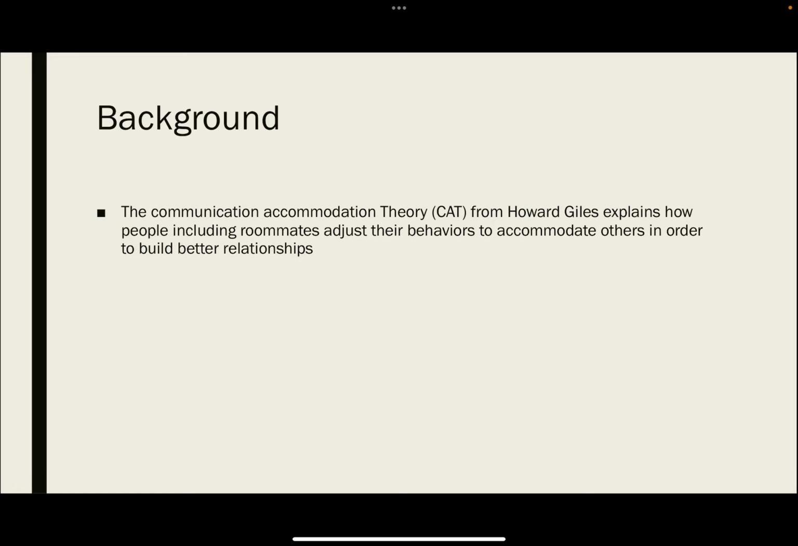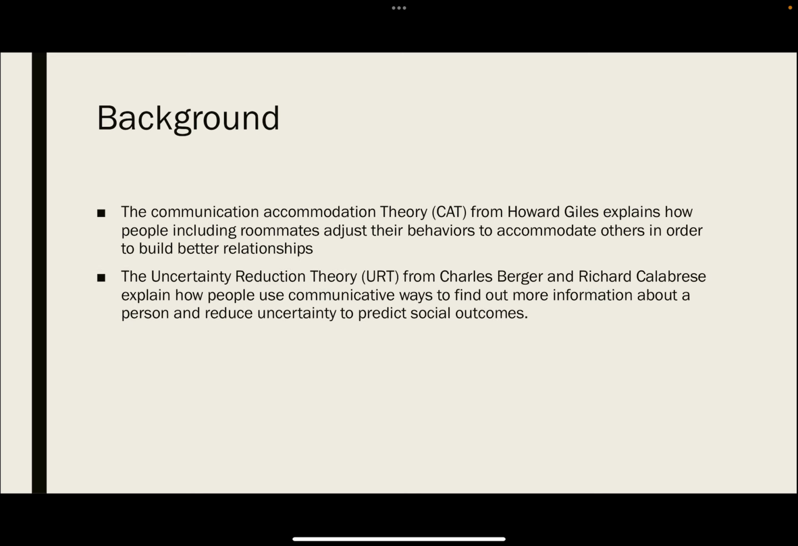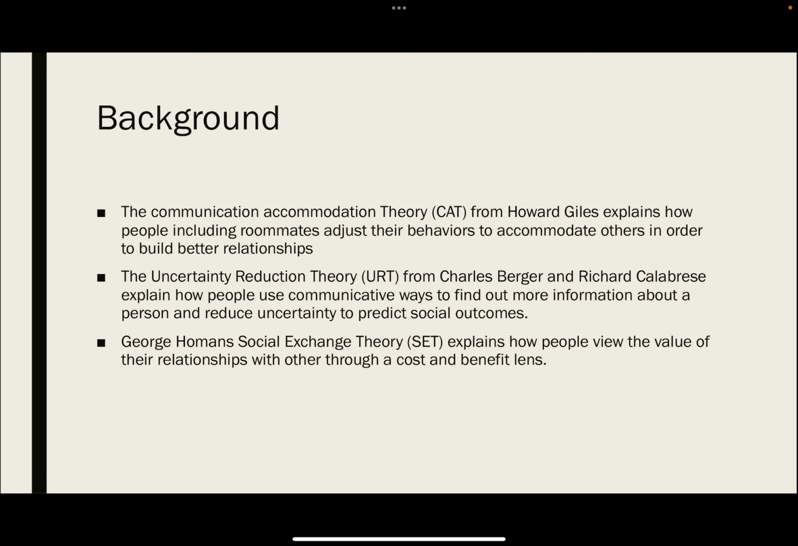The communication accommodation theory from Howard Giles explains how people, including roommates, adjust their behaviors to accommodate others in order to build better relationships. The uncertainty reduction theory from Charles Berger and Richard Calabrese explains how people use communicative ways to find out more information about another person to reduce uncertainty and predict social outcomes. George Homans' social exchange theory explains how people view and value their relationships with others through a cost and benefits lens.